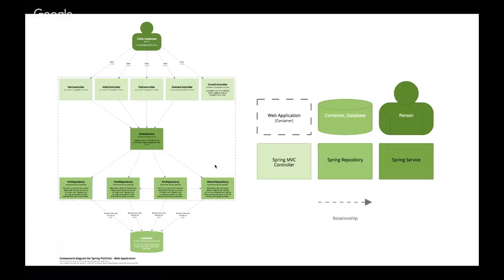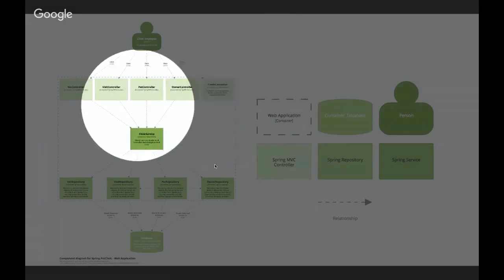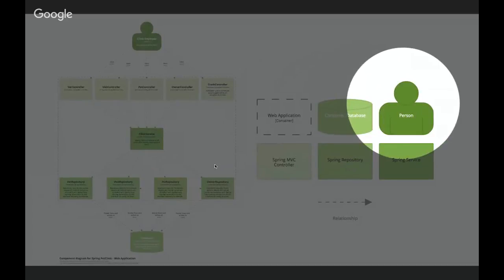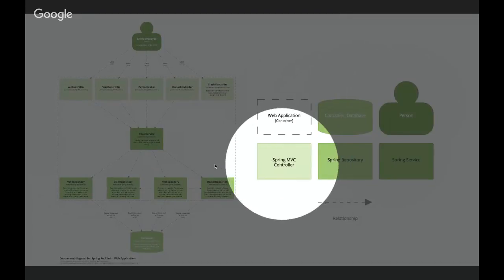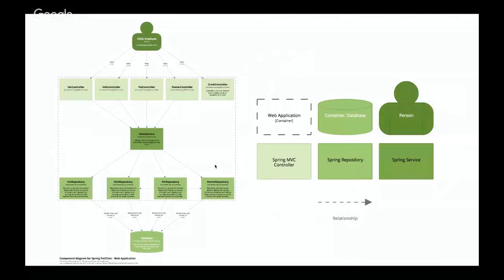So this is the component diagram for the Spring PetClinic web application. You can see that this dash box here represents the web application container. We have the database, the person, the clinic employee, and then I've used different colored boxes to represent different types of components. So the controllers are colored differently from the services, which are colored differently from the repositories. So again, once you have a diagram that makes sense, you can use color coding to superimpose some additional information on top of that diagram.